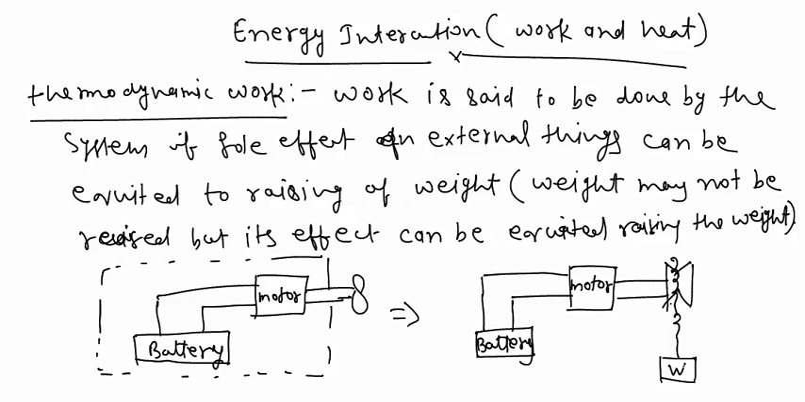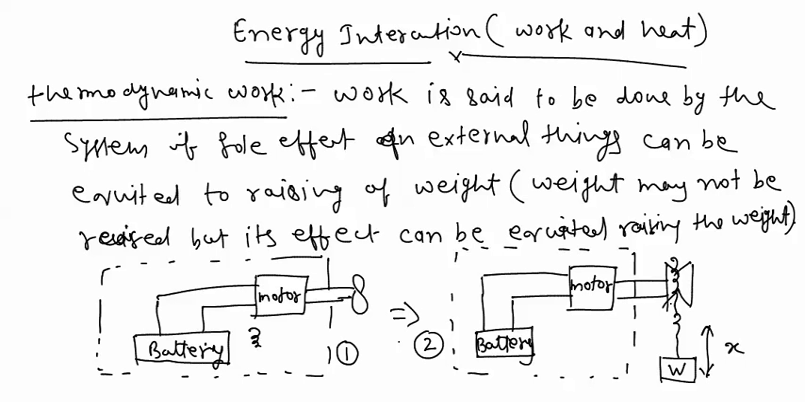then the power supply will rotate the shaft of the motor, and with the rotation of the shaft your weight will be lifted in some direction, that is your X in the direction of W. It means in actual practice your weight is not raised, but its effect is equated to the raising of the weight through a distance X. And again, if you check case number 1 and case number 2, the boundary is drawn between the motor and the external thing, that is your surroundings.